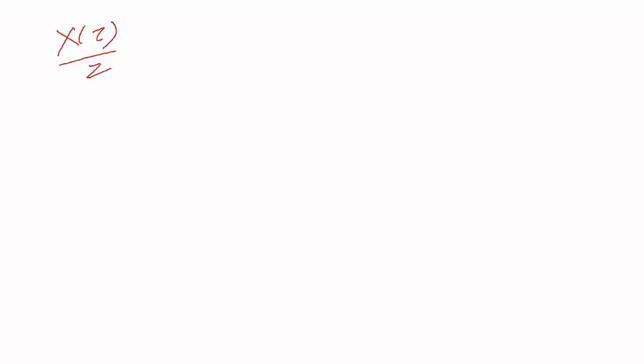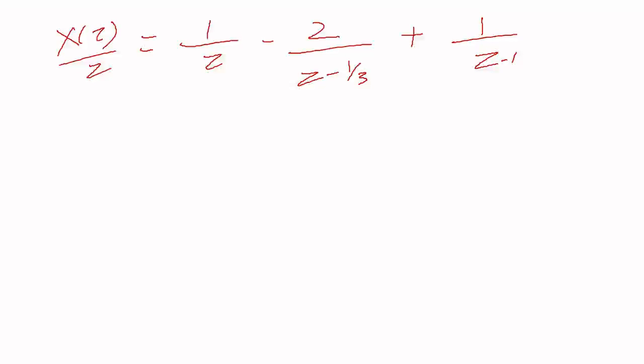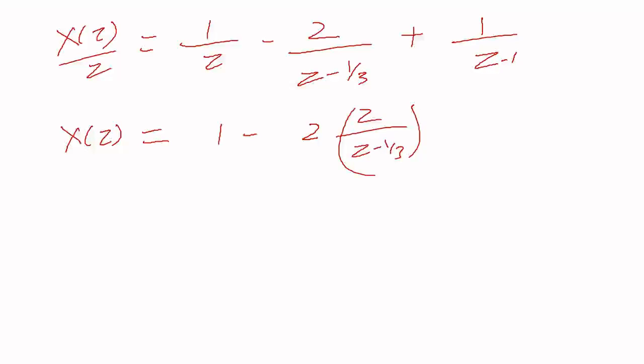That particular equation I can write as 1 by z minus 2 divided by z minus 1 by 3 plus 1 by z minus 1, right? Then X of z is equal to 1 minus 2 into z by z minus 1 by 3 plus z by z minus 1. So these are z transform pairs.